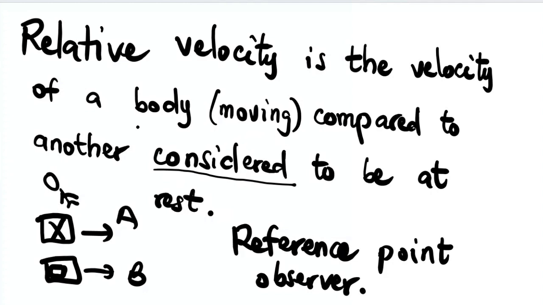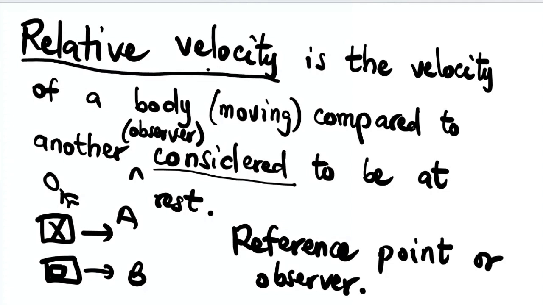Okay. So you can say a moving body compared to another, or an observer considered to be at rest. So that observer is called the reference point or the observer. Always in relative velocity, even though the bodies are moving, we need to assume that one of them is stationary and the other one is not stationary. So this is the basic thing that relative velocity is concerned with.